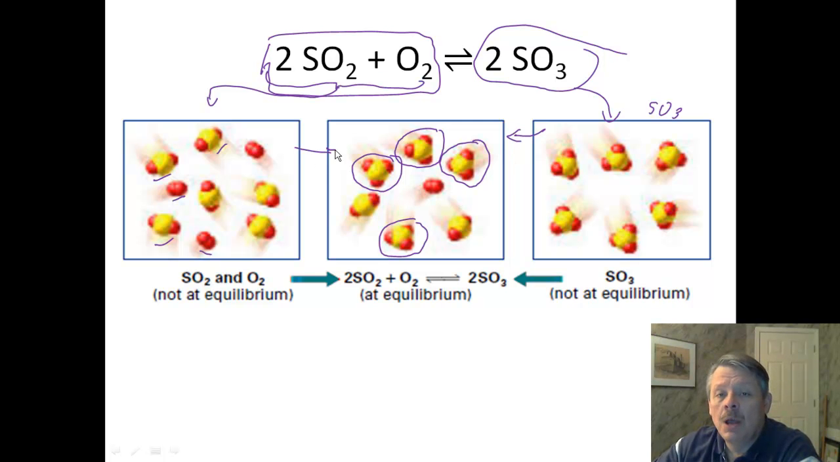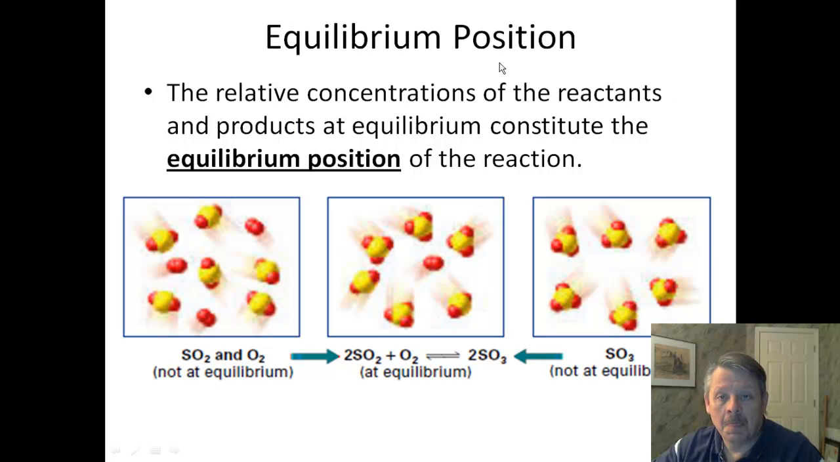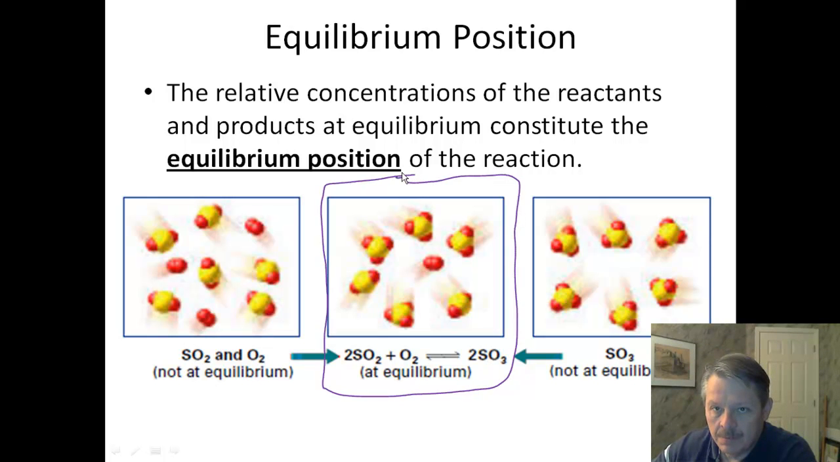So either way, we're going to end up at this equilibrium position in the middle where we have some sulfur dioxide, some oxygens, and sulfur trioxides. So our equilibrium position, this means the relative concentrations of the reactants and products at equilibrium constitute the equilibrium position of the reaction. In other words, when we get to equilibrium, which is here, that's our equilibrium position of the reaction. So that is eventually where we're going to get.